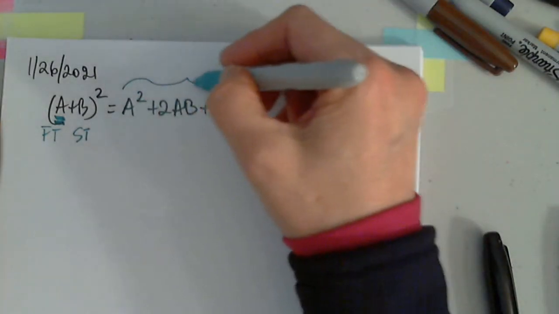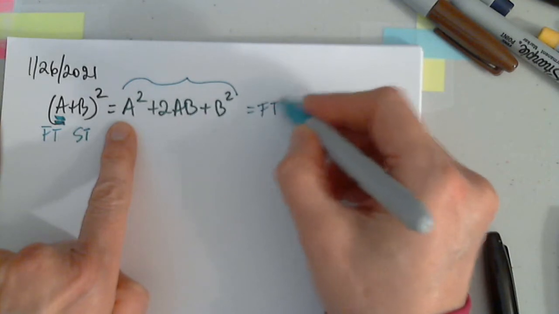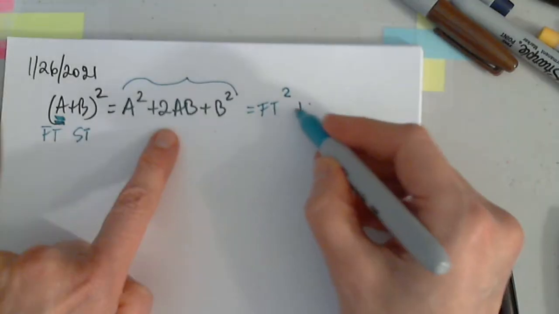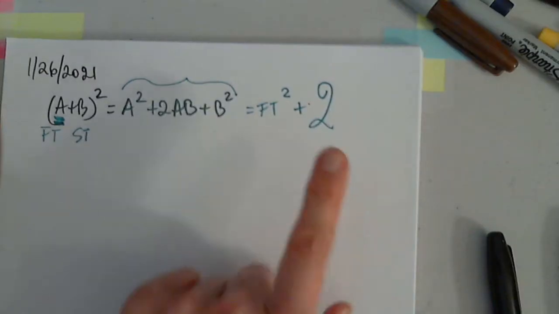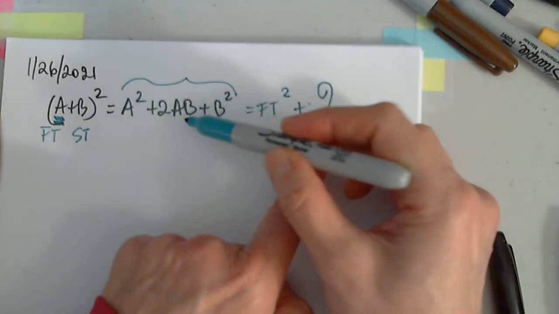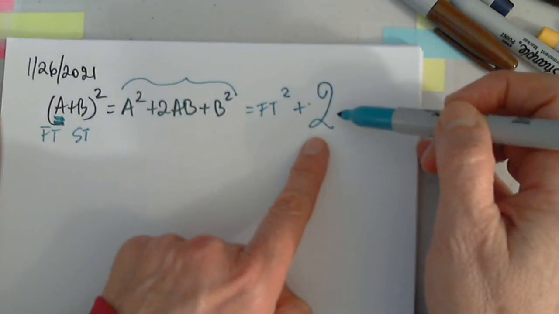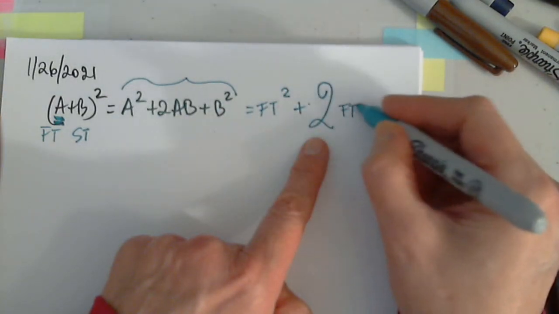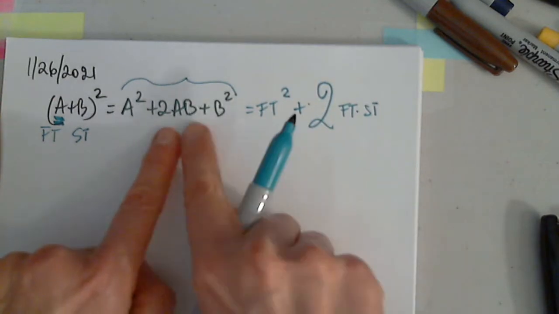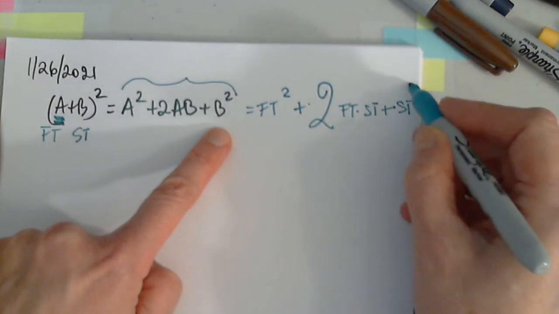So what does this mean? It means the first term squared plus 2. I have a lot of students asking me, where does the 2 come from? Because there are two identical, like terms, and they have to be added up. So 2 times the first term times the second term, and plus the second term squared.